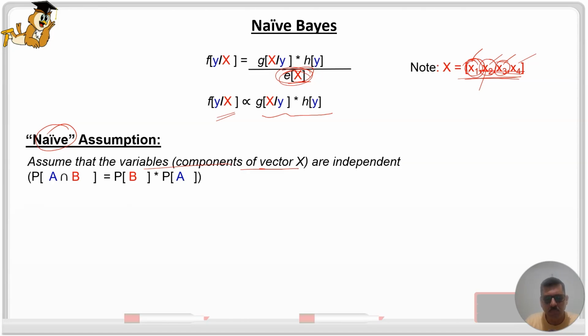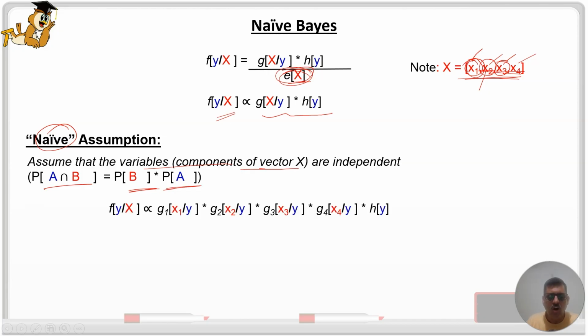are independent. The components of x are independent, and therefore probability of A intersection B becomes probability of B multiplied by the probability of A, or in other words, probability of g of x vector given y is equal to probability of g1 of x1 given y multiplied by the probability of x2 given y, x3 given y, and so on and so forth. So this has replaced probability of g of capital X, which is the vector, given y.